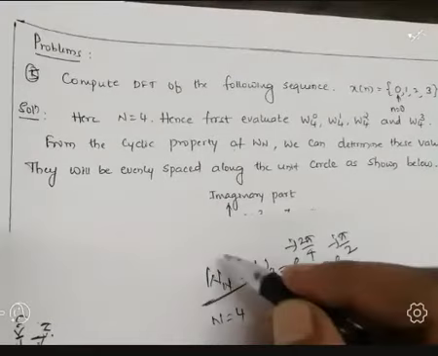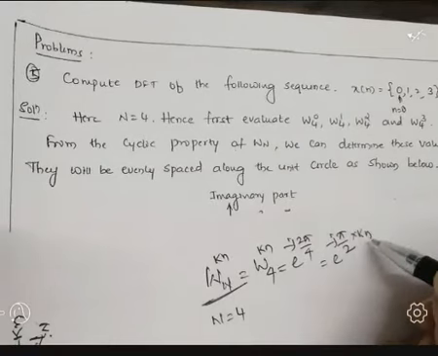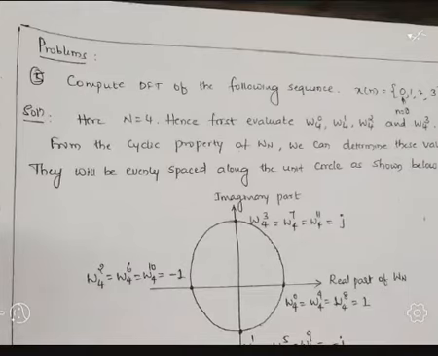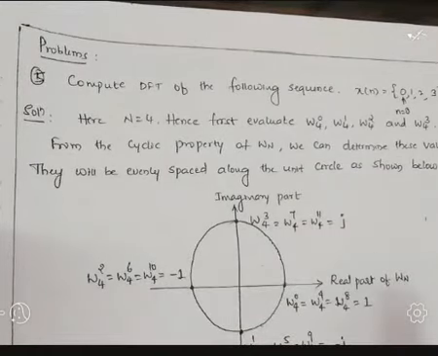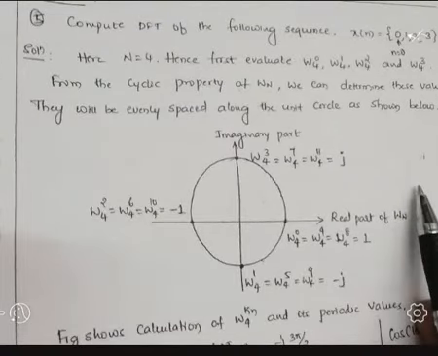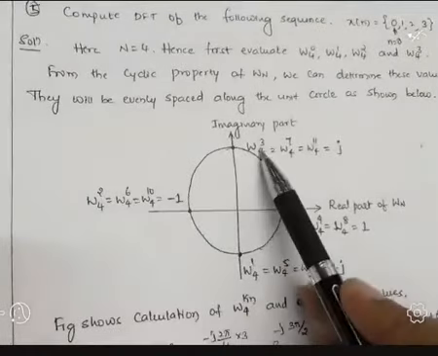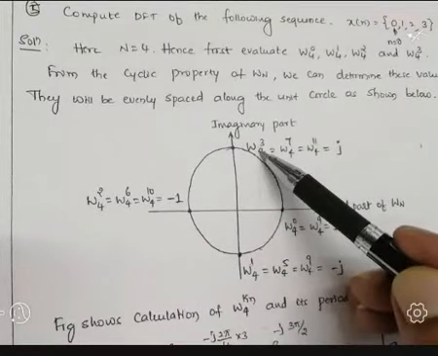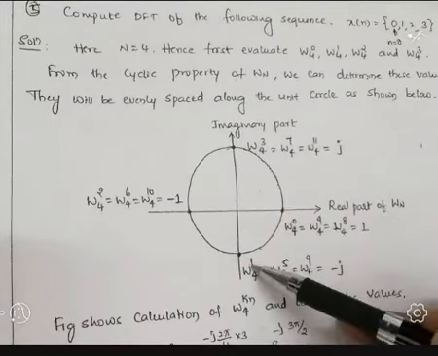But the power term kn is there, multiplied by kn. The value of kn varies from 0 to N minus 1, which means 4 minus 1, that is 3. The value of kn varies from 0 to 3. Hence, we are going to calculate 4 twiddle factor values: W of 4 to the power 0, 1, 2, and 3. Because N minus 1 with N equal to 4 gives 3, kn is 0, 1, 2, 3.